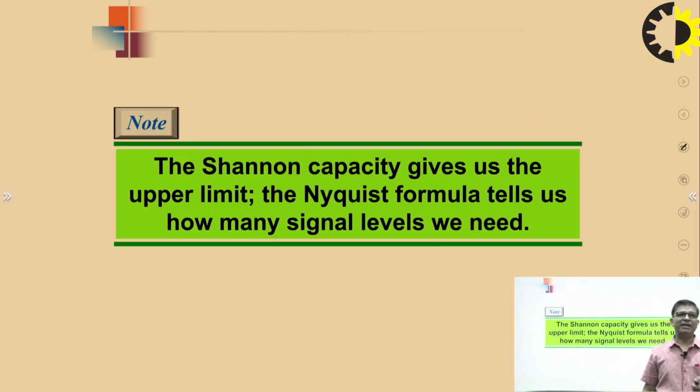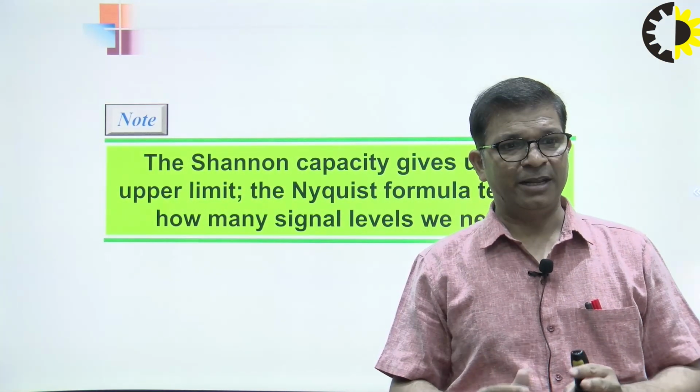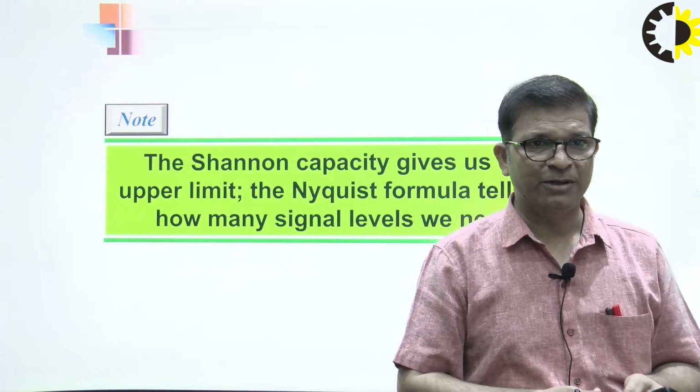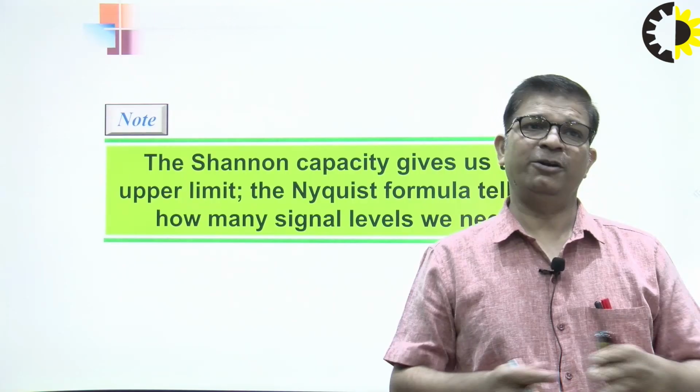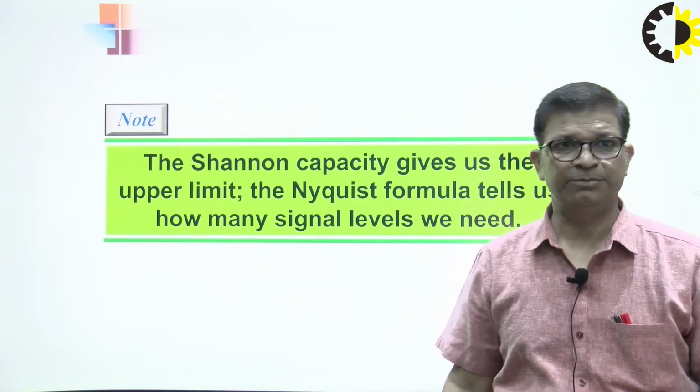So the Shannon capacity gives the upper limit, while the Nyquist theorem tells us how many levels we can use. So this is all about signaling, different types of attenuation. You have observed distortion and noise, and some numerical examples using the Shannon and Nyquist theorems. Thank you very much.